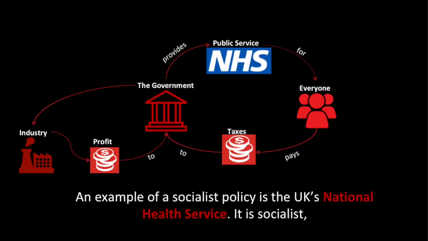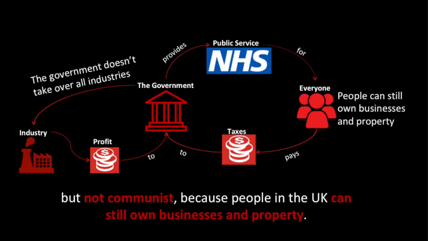An example of a socialist policy is the UK's National Health Service. It's socialist but not communist because people in the UK can still own businesses and own property.